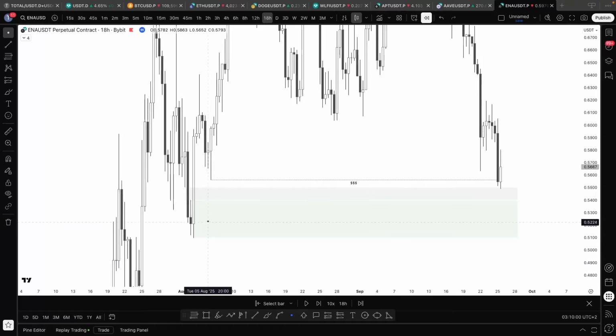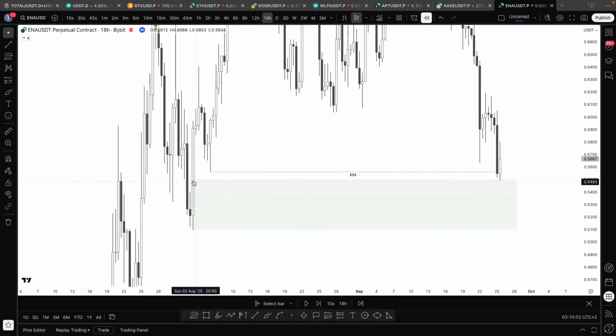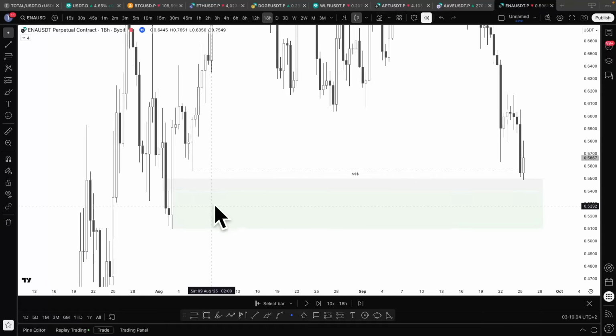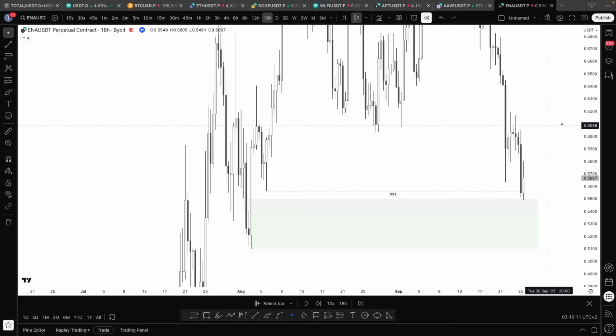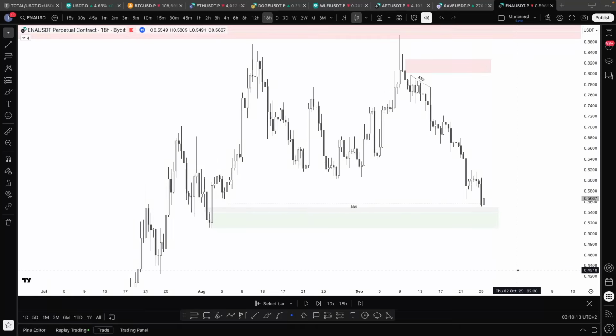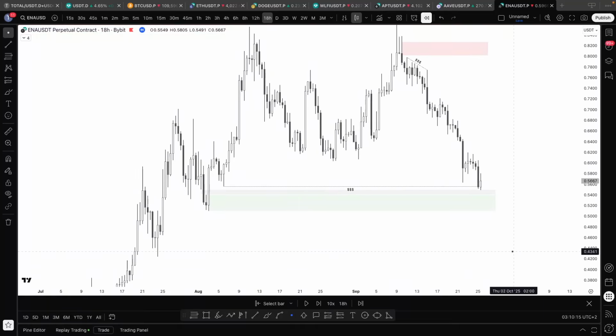And you got some demand below that. Why do I care less about the demand? Because it is all about filling inefficiencies. All right, so that's the context. We could definitely expect a relief bounce right here.